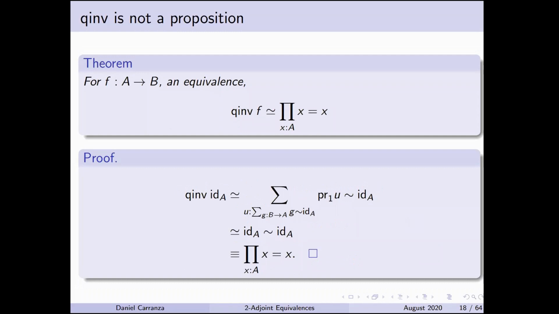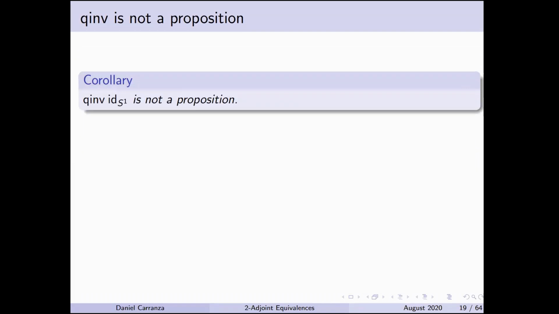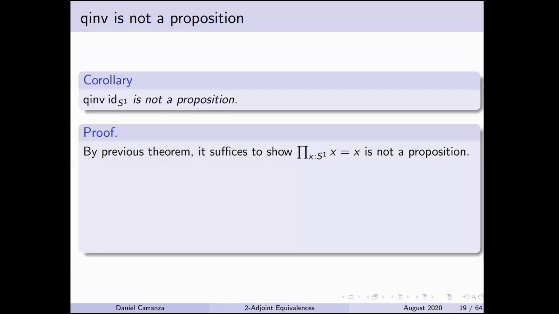I say that this is good enough to show that it's not a proposition because, in particular, if I just take the identity on S1, this is a perfectly fine equivalence. Then the type of quasi-inverses on S1 is the circle, by the way. The type of quasi-inverses for this function, it turns out, is not a proposition. By our previous theorem, it suffices to show that this type is not a proposition. The way I'm going to do that is by constructing two non-equal elements.